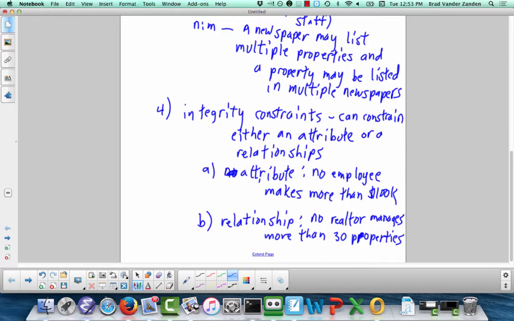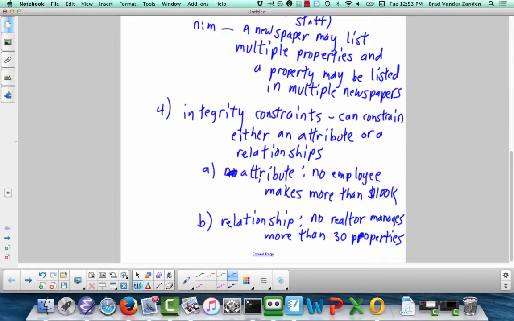And what we're saying is that if you sum up those properties, you'll never find any person's name on more than 30 properties. So we call that an example of a constraint on a relationship.